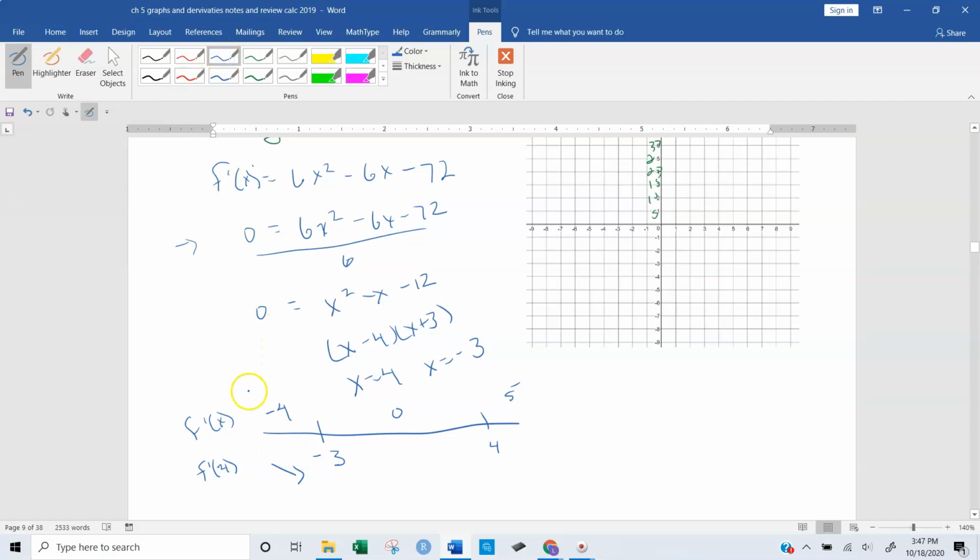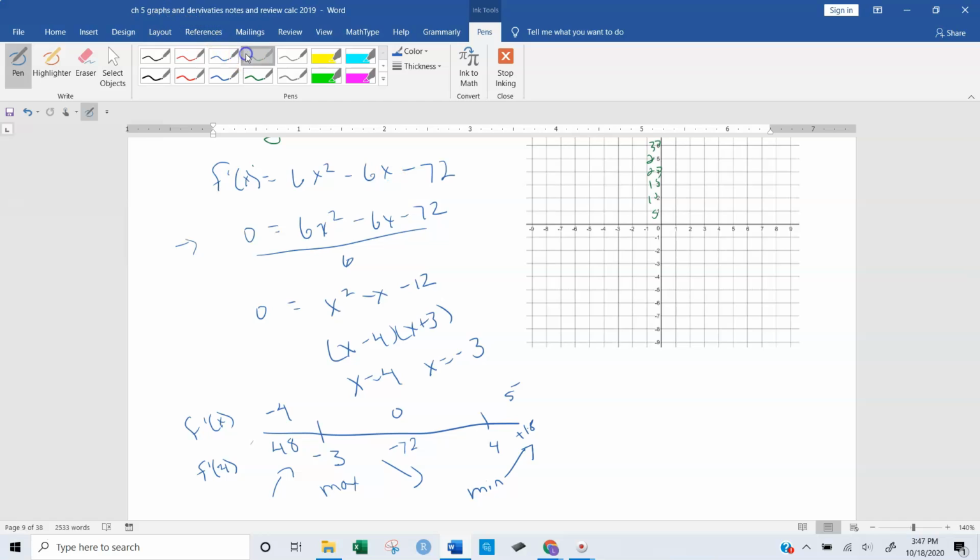Okay, when you plugged in -4, you got a positive 48. So it is increasing. When you plugged in 0, you got a -72. So it's decreasing, which means -3 is a max, which is what it should be. When you plugged in 5, you got a positive 48. So it is increasing again, which means 4 is a min.